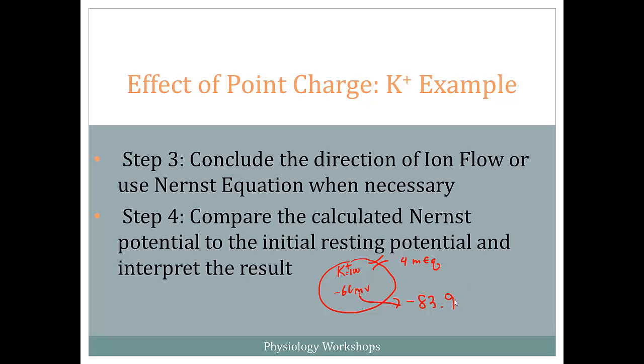So what does that tell us? It tells us that the potassium ions will move down their electrochemical gradient by moving against their electrical gradient. So if we look at the electrical gradient, potassium is positive. It wants to stay in the cell because the cell is negative. But the concentration gradient is so great that it pushes the cell to want to secrete potassium.